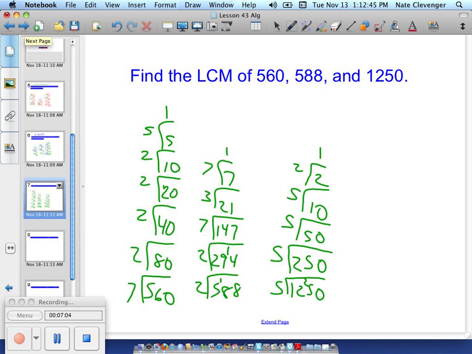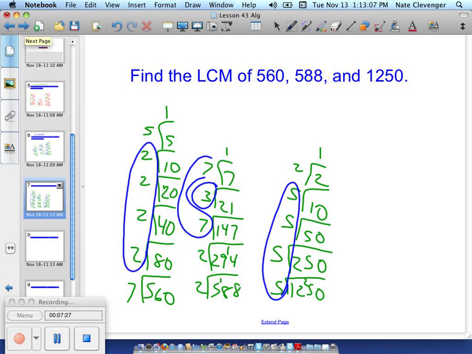But now we need to locate the most of each. Where does 2 show up the most times? Shows up 4 times here. Where does 3 show up the most times? Right here. Where does 5 show up the most times? Third. Definitely in the third. And 7, we have 2 of those right there. Again, then take your calculator. It's 2 to the 4th times 3 times 5 to the 4th times 7 squared would be some really big number.